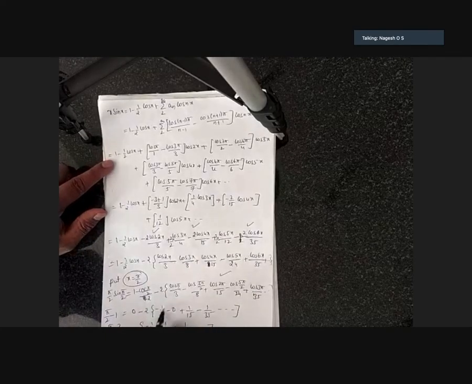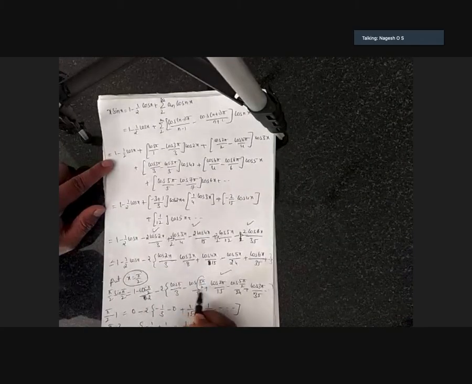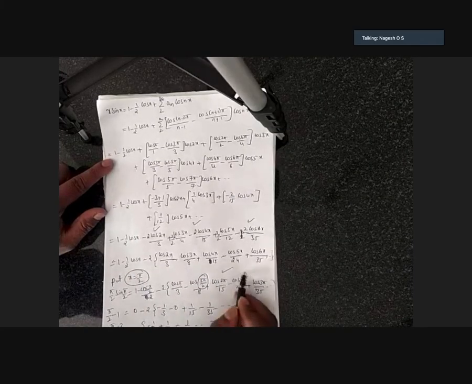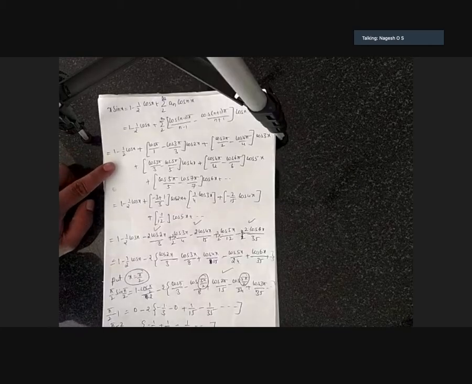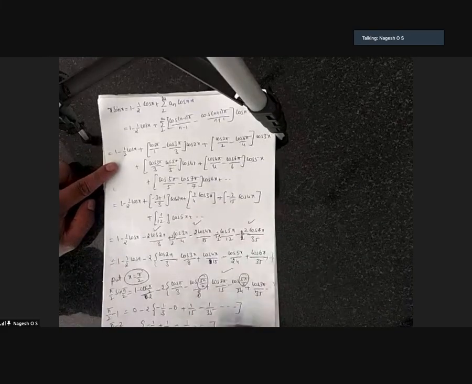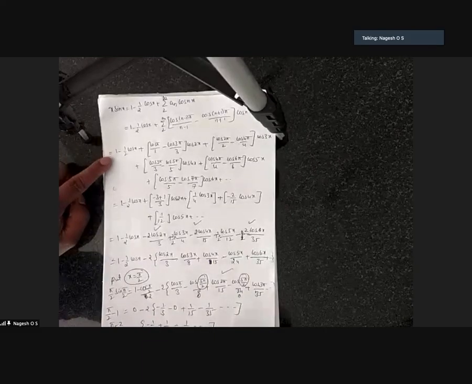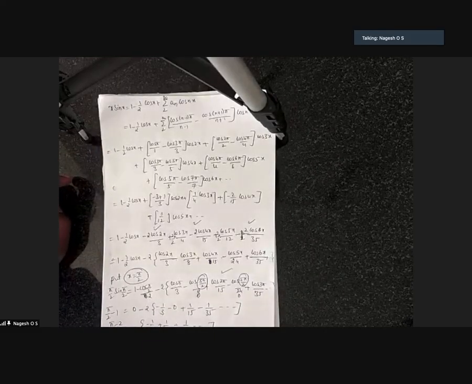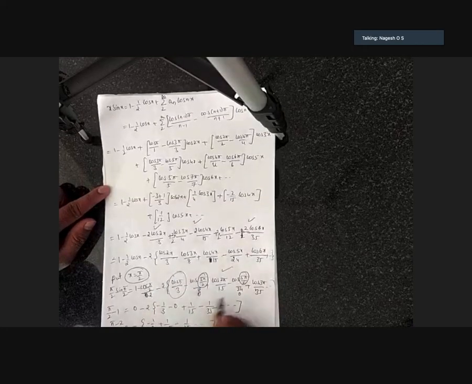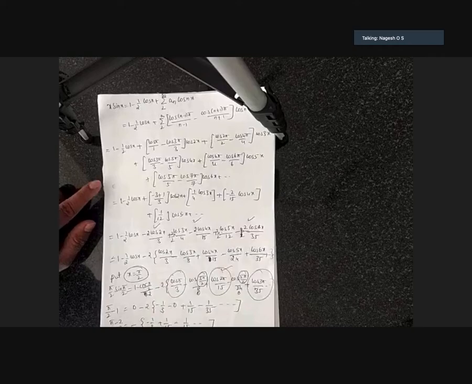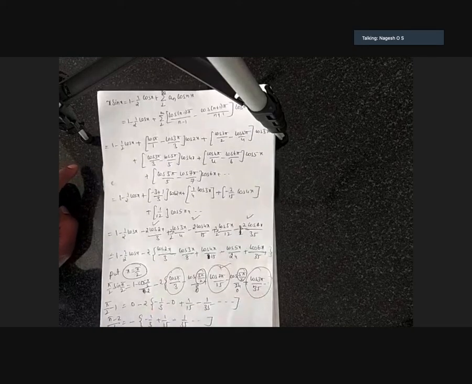Cos pi is minus 1 by 3. And cos 3 pi by 2, cos 5 pi by 2 and cos 7 pi by 2 values are 0. So this value will become 0, this value will become 0, then cos 7 pi by 2 will also become 0. Only this term, and this term will be left. I will write down that.